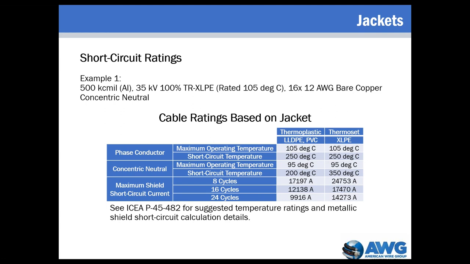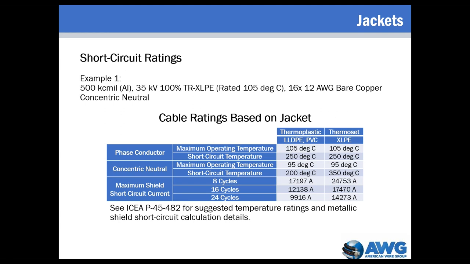When a thermoplastic jacket is used, such as linear low-density polyethylene or PVC, the maximum concentric neutral short circuit temperature would be 200 degrees Celsius. Alternatively, when a thermoset jacket is used, such as cross-linked polyethylene, the maximum concentric neutral short circuit temperature would be 350 degrees Celsius. This would result in a significant increase versus the thermoplastic jacketed cable.